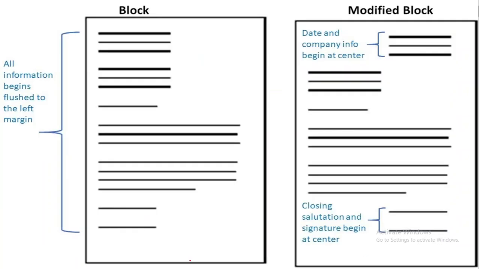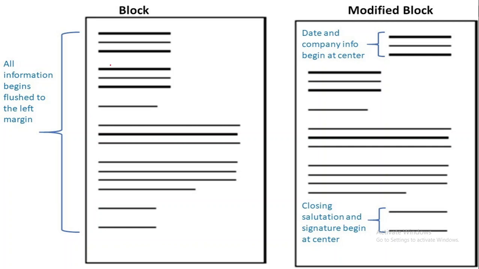Now let's talk about the difference between the block and modified block format, and these two are basically the most commonly used formats of writing the letters. Now let me tell you this, that whether you are following the block format or the modified block format, the components of the letter will remain same. It's basically just a difference of the structure. Now in block format, all the information begins flushed to the left margin. Now everything is on the left side of the margin.